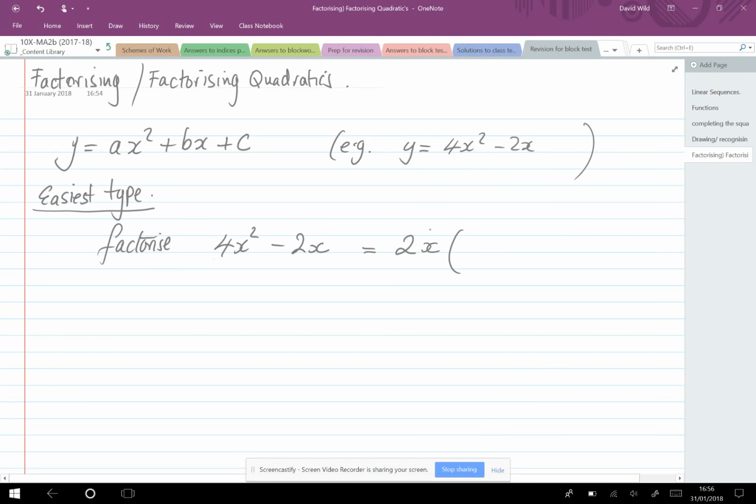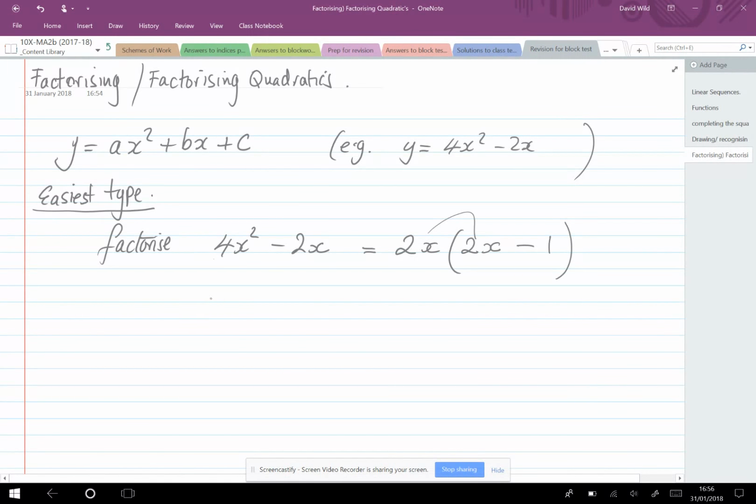What do I multiply 2 and x by to get 4x squared? Well, I need to multiply the 2 with a 2 and the x with another x. If I multiplied those back out again, I'd get 2 times 2 is 4, yes, and x times x is x squared, yes. Then I need my minus sign from here. I've already got 2x here, already got the 2, and I've already got the x, so all I need there is a 1, because 2x times 1 gives me my 2x. So they're the easiest ones.